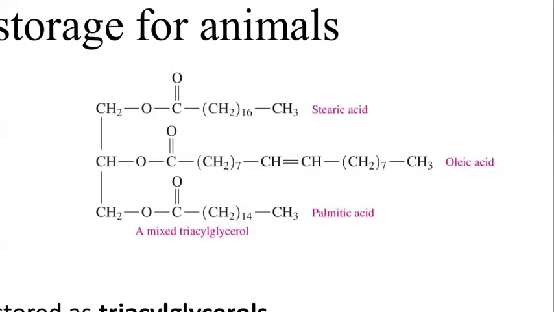Just because we understand that the portion of the molecule that comes from the carbonyl is from the fatty acids, okay? So in this triacylglycerol, as you can see, the first fatty acid in it is stearic acid. The second one is oleic acid. The last one, which is a 16 carbon saturated fatty acid, is palmitic acid.